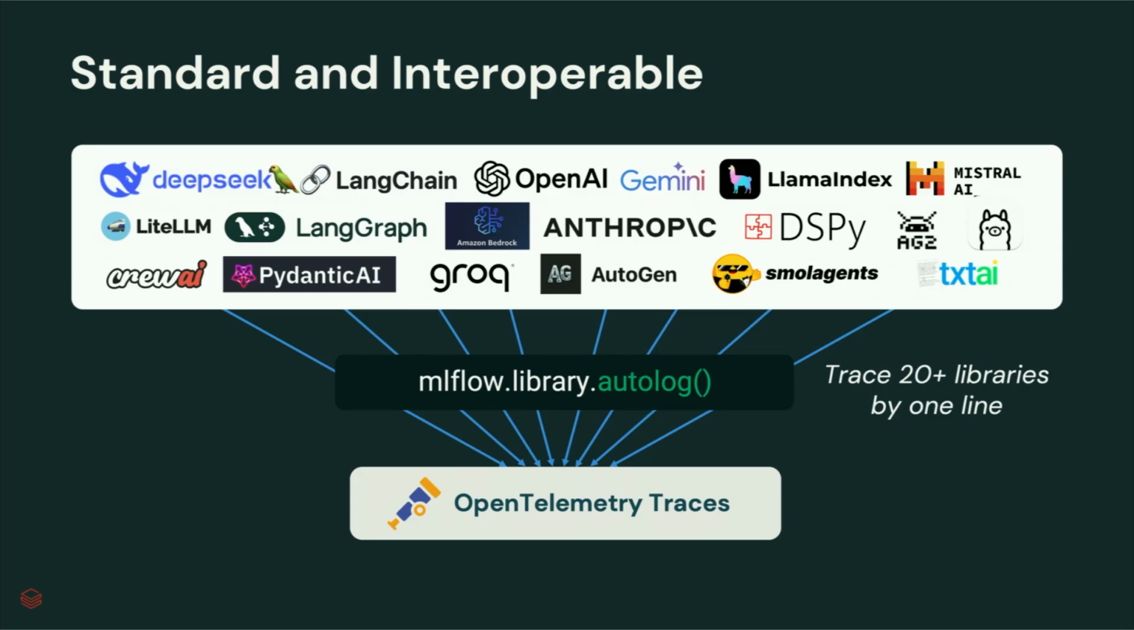ML tracing is also standard and interoperable. You can trace 20-plus libraries with one line, and it's also built on OpenTelemetry traces. It's open source software used by the broad community.